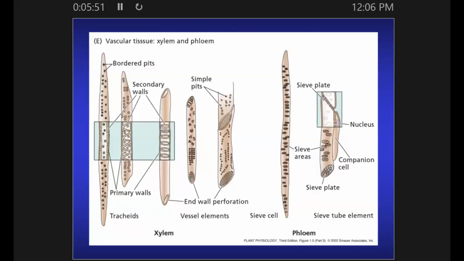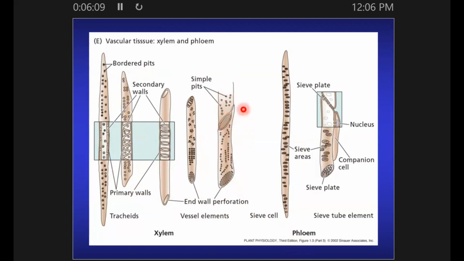So lots of things happening that aren't good when you start pushing the drought into the severe category. This is just a picture of the xylem again to remind you of the idea of, they're empty, hollow cells that will allow for that water flow.